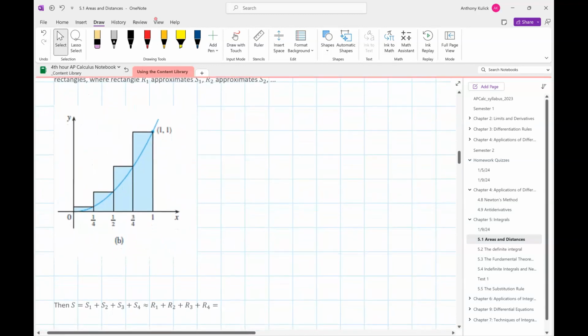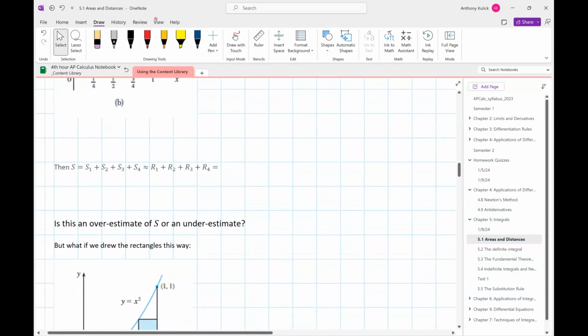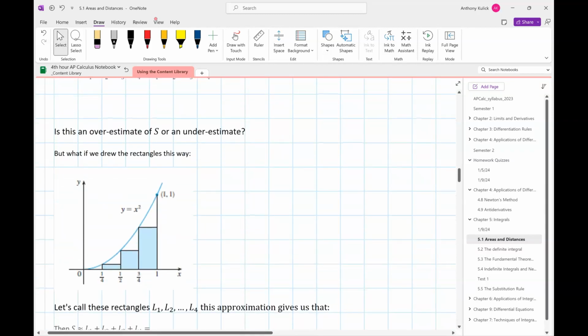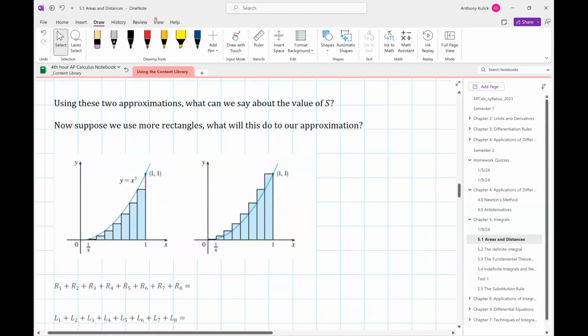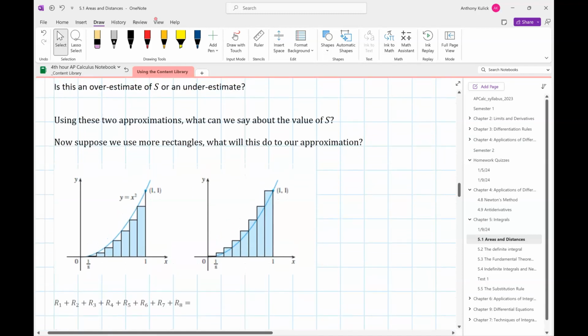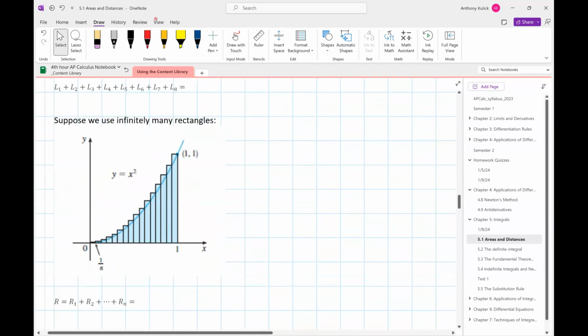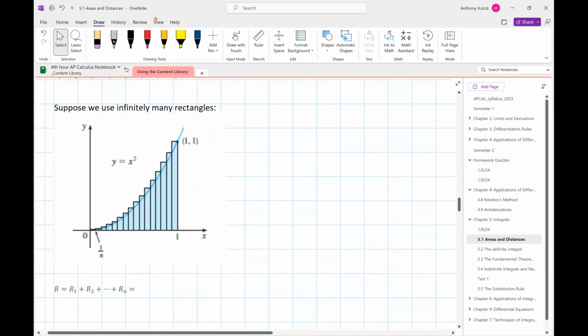So here's our overestimate. And there's our underestimate. I did this all in just one spot. And here's if we do more rectangles, we're getting a better over and underestimate. And if we use infinitely many rectangles, let's see what we get here. So we're using this from the right sides.